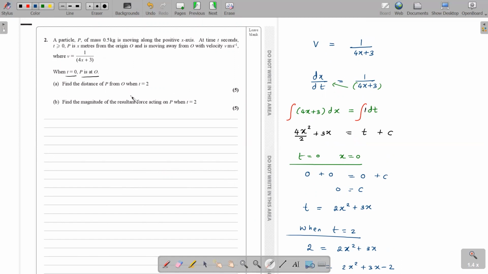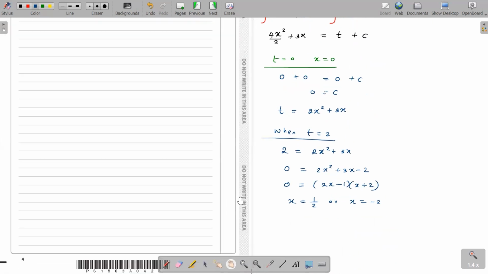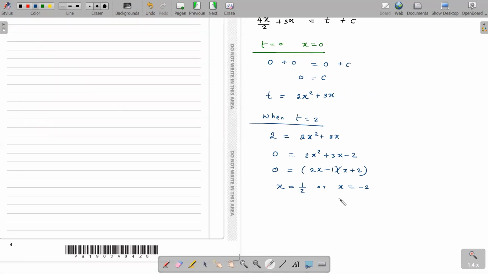However, they have given you one key thing here. What is it? They say the particle is moving away from the origin, always moving away from the origin. And also you have 1 over 4x plus 3, and this function is increasing. So basically what you need to understand is they have told us it's moving away from the origin. If you are moving only forward, distance and displacement will be equal, right? So in that case, x equals minus 2 is not what we need to take. We need to take x equals half. So the correct answer is x equals half.